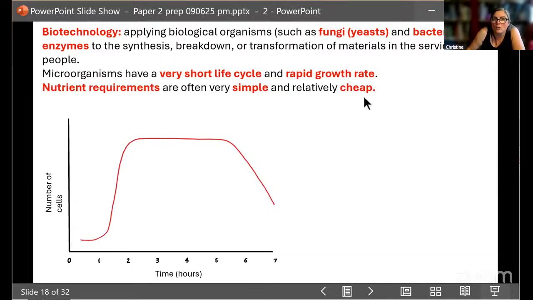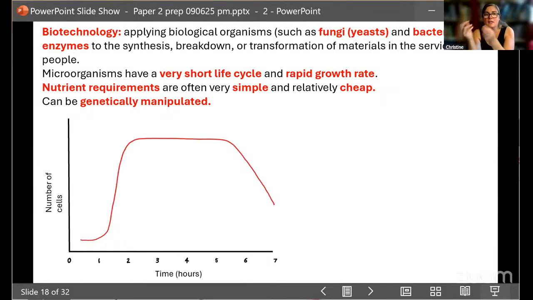Microorganisms have a short life cycle, and it's cheap because if they reproduce really quickly, that's going to result in us being able to get the materials that we want at a much faster rate. So therefore less energy is needed to heat something up, for example, and fewer materials are needed because they don't require lots of things. They can be genetically manipulated. I can see where genetic engineering is going to come in, potentially.